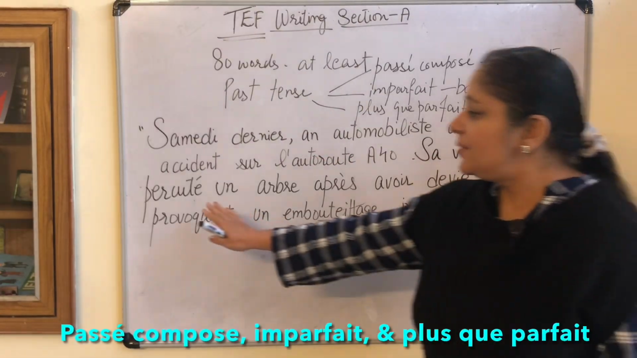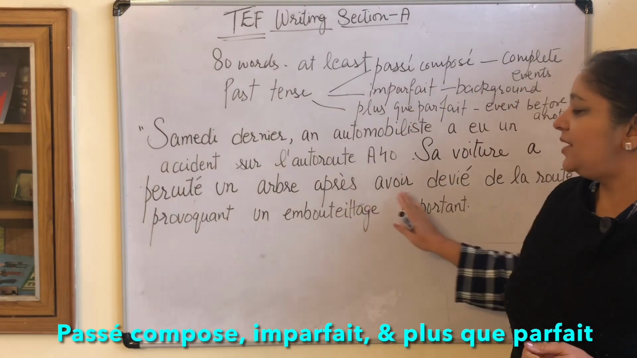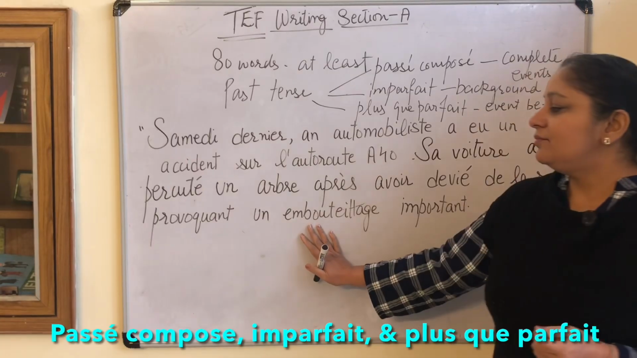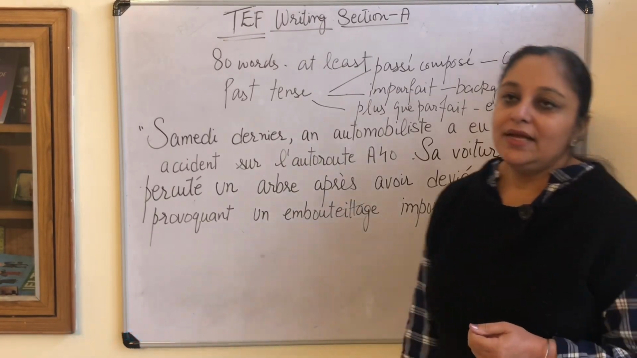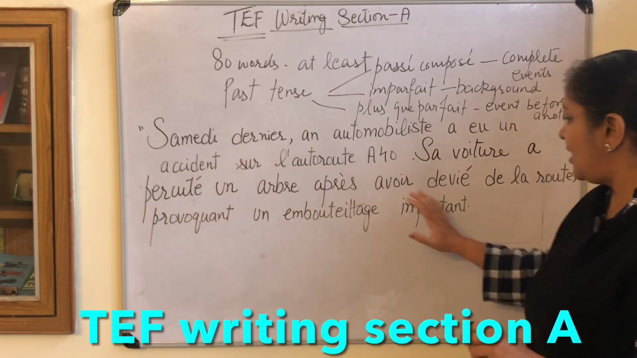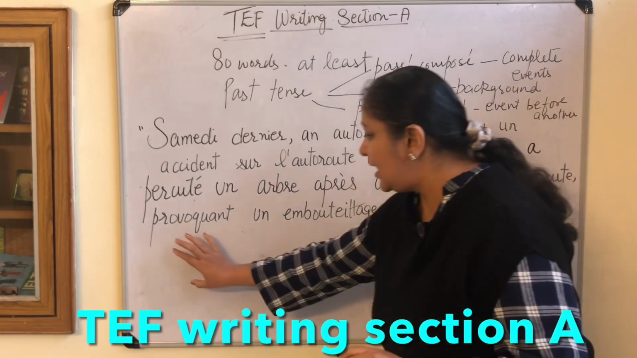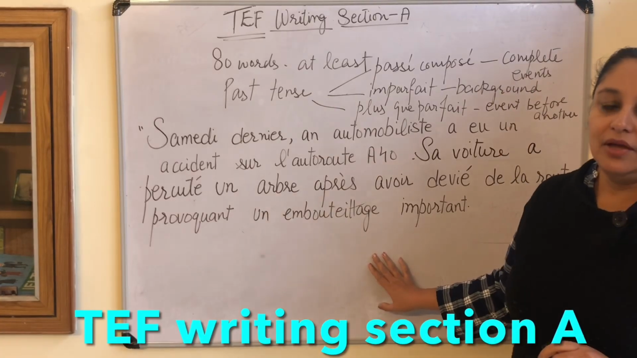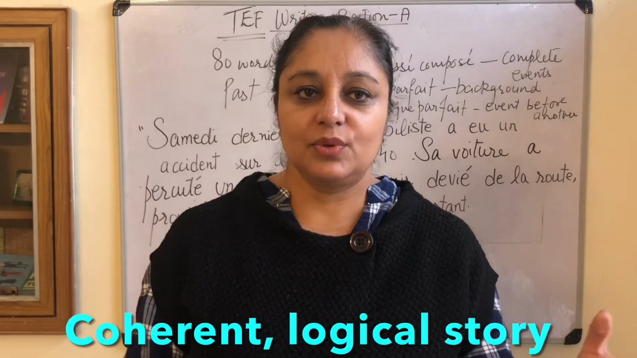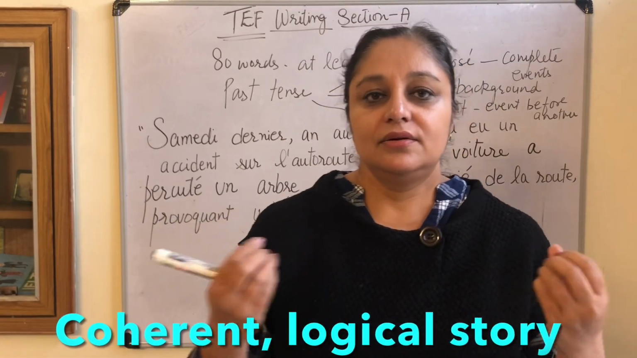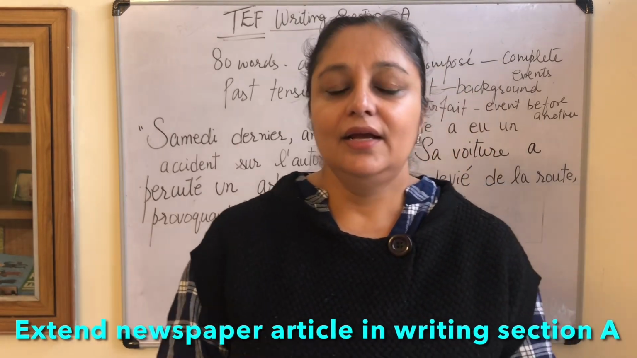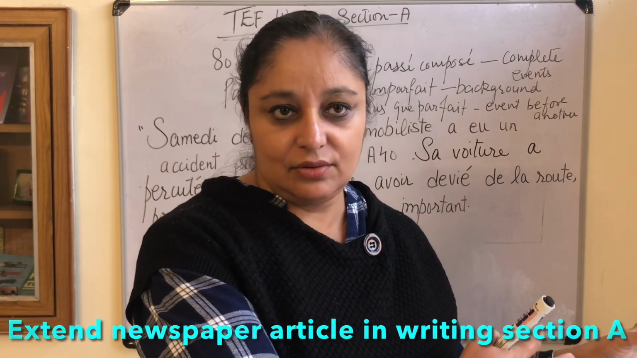Sa voiture a percuté un arbre après avoir dévié de la route, provoquant un embouteillage important. It hit the tree right after veering off the road, and it led to a traffic jam. So similarly, we will keep on adding sentences. Medical services were there, firefighters were there. So les secours sont arrivés après cet accident.